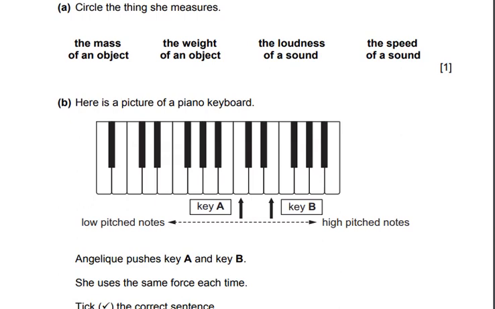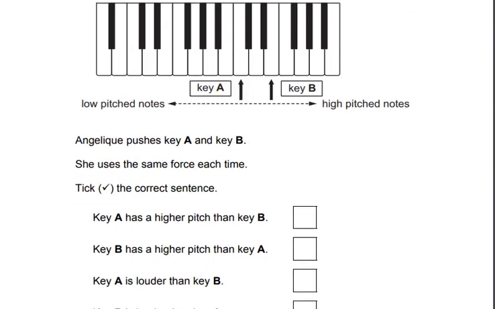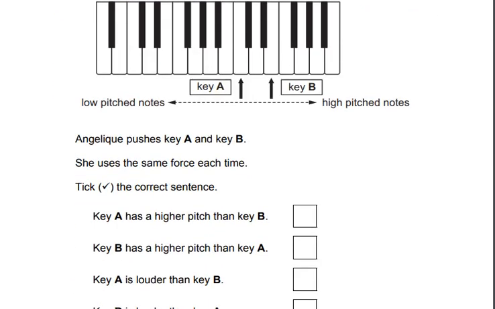B, here's a picture of a piano keyboard. Okay, we have a piano keyboard here. On the left side we have key A, it shows the low pitched notes, and on the right side we have key B, to show high pitched notes. Angelique pushes key A and key B. She uses the same force each time.